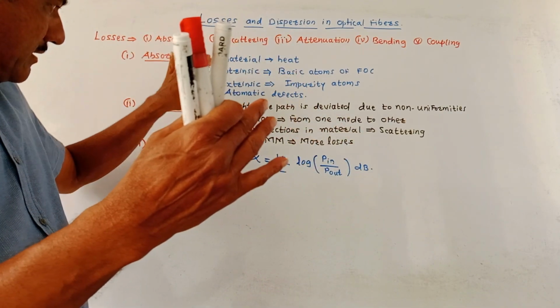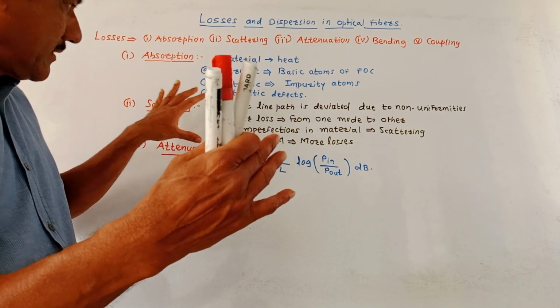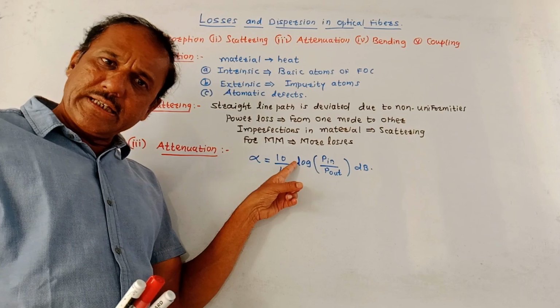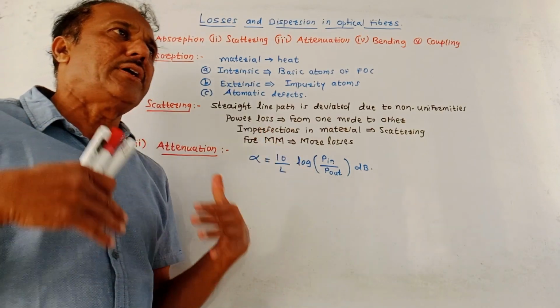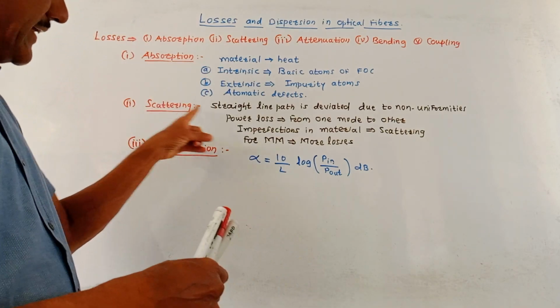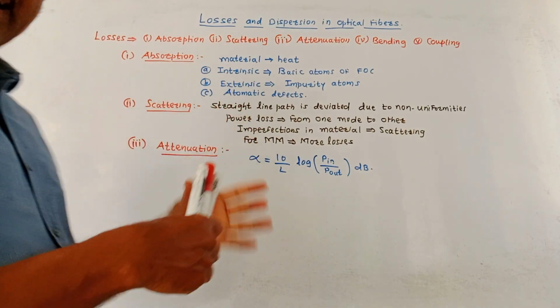All this represents the type of loss, which is the scattering loss. For multimode fibers, since there are many modes and there are different material compositions, in that case, the scattering losses will be more.